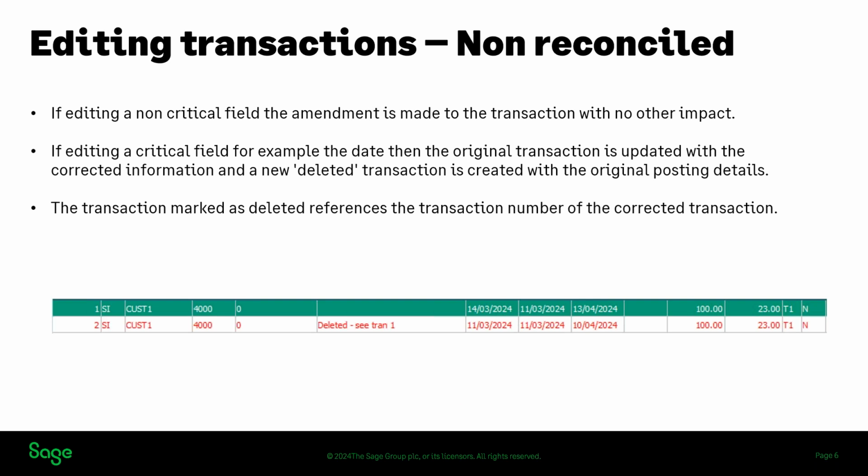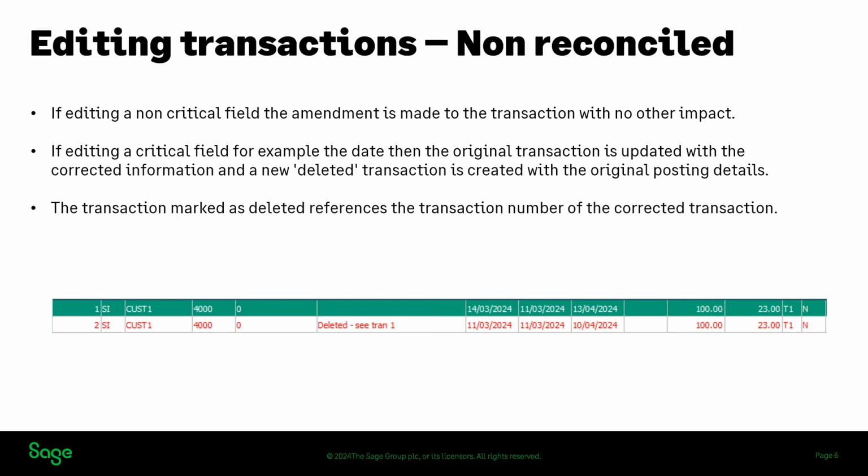So on today's session, what we are going to do is compare non-reconciled to those that are reconciled. So we're first going to look at some transactions that have not been reconciled for VAT. If we amend them, what happens to those transactions? We're also going to look at critical and non-critical fields again, so you can understand what's going to happen as a result of these changes.